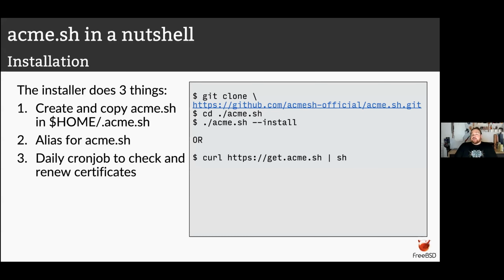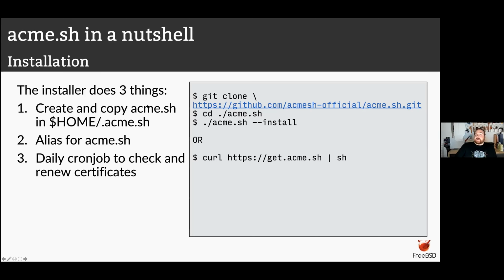So first of all, you need to get acme.sh on your system, and you basically do that by cloning its Git repository and running the shell script. Or you can, if you're that sort of person, curl get.acme.sh and pipe it to your shell. Note that I'm doing this as a regular user. I'm not doing this as root. Don't curl things into your shell as root. That's a bad idea for so many reasons.